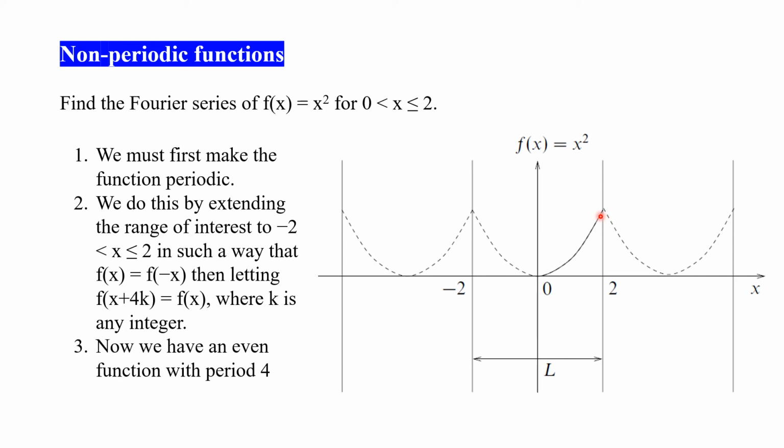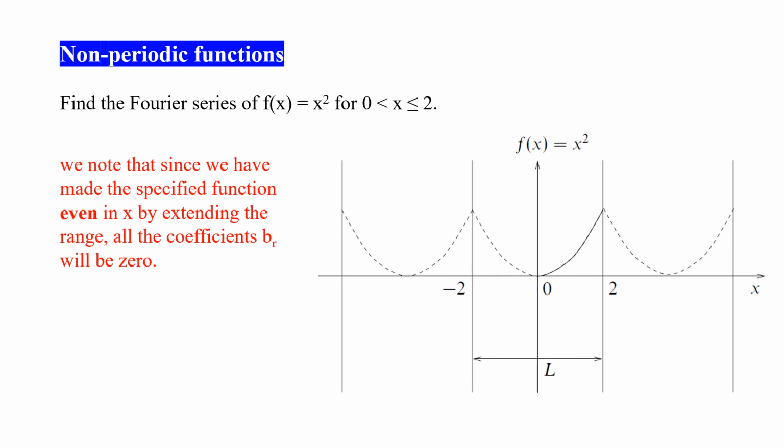The first thing that we need to do is to make this function periodic. We do this by extending the range of interest to -2, in such a way that your range is now from -2 to 2, and also in such a way that f(x) is equal to f(-x). Then letting f(x + 4k) equal f(x), where k is an integer, we have an even function with period 4. So we make extensions to the left to make an even function with period 4, and we can now write this as a Fourier series.